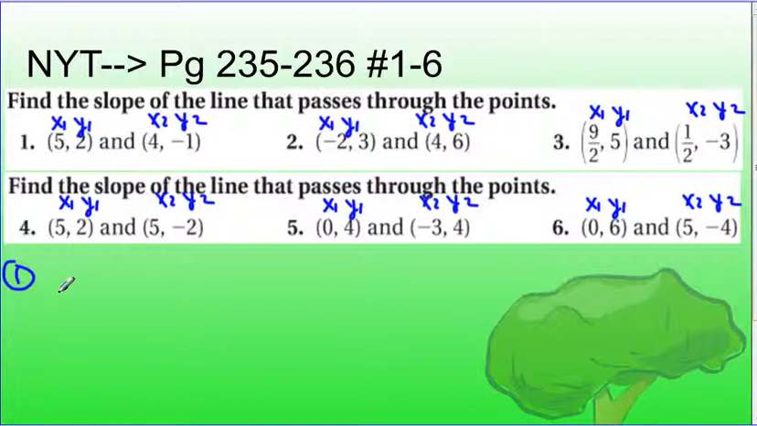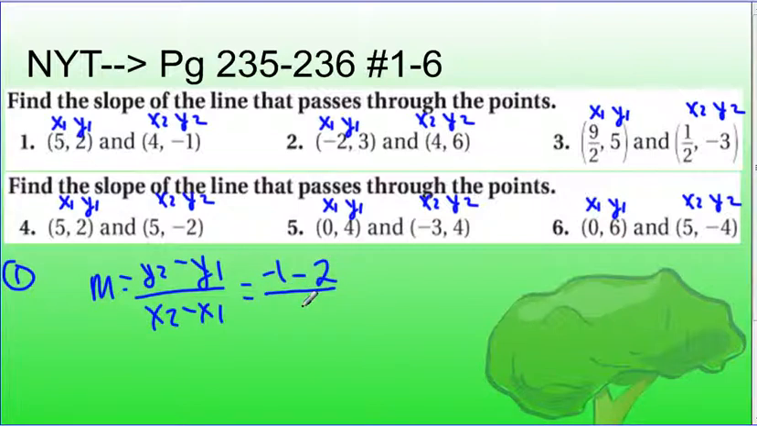Okay, so now we use this formula. M equals y2 minus y1 over x2 minus x1. Since we're doing number 1, y2 minus y1 over x2 minus x1. Negative 1 minus 2 is negative 3. 4 minus 5 is negative 1. And to simplify, negative 3 over negative 1 equals 3. There's number 1. I'm going to do them all in this same space right here. So you keep working someplace else on your paper. I'm just going to keep erasing this and doing it over again.